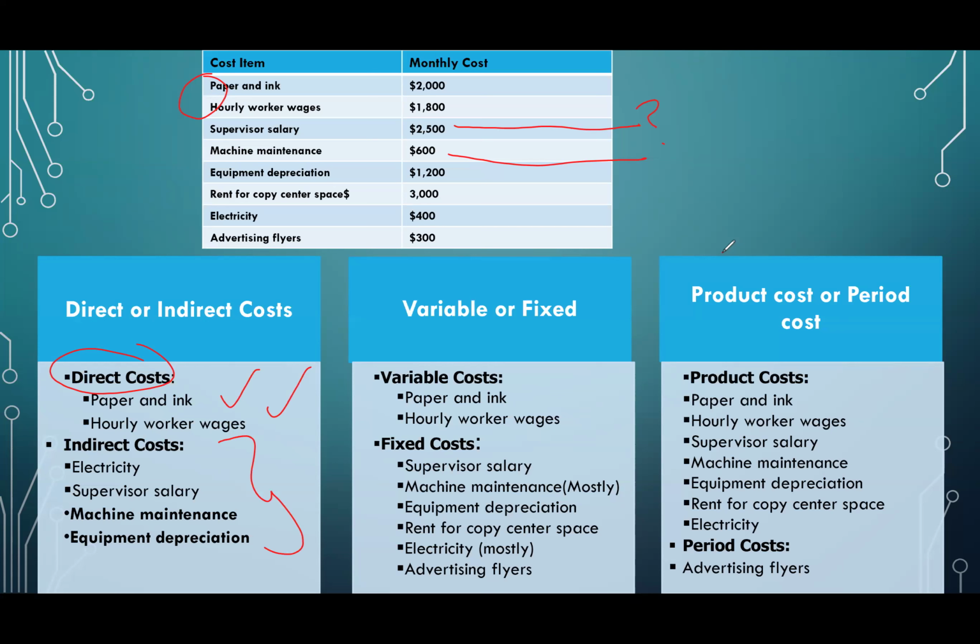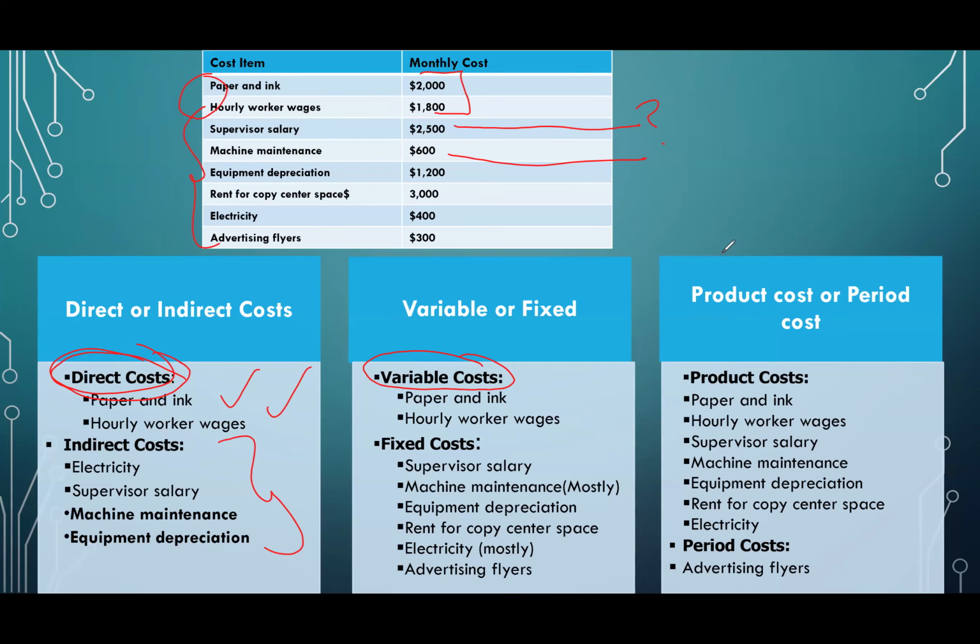Now, notice coincidentally, whatever is the direct cost is also the variable cost, which means if I print one more page, my paper cost will go up, and my worker wages will go up if I pay them, let's say, per hour, and they print 100 pages. If I need 200 pages, I'll have to pay them for 2 hours. But most of the other numbers that do not change every time I add one more page to my printing job are fixed costs. So these two are variable costs and all others are fixed costs in our current example.